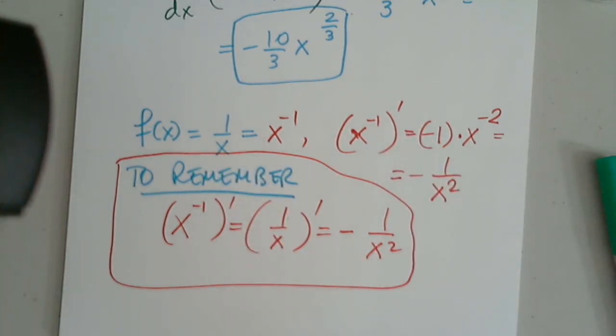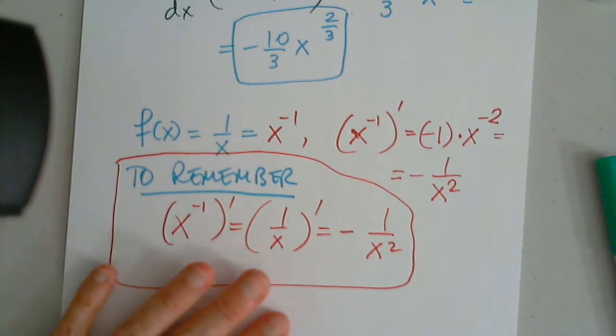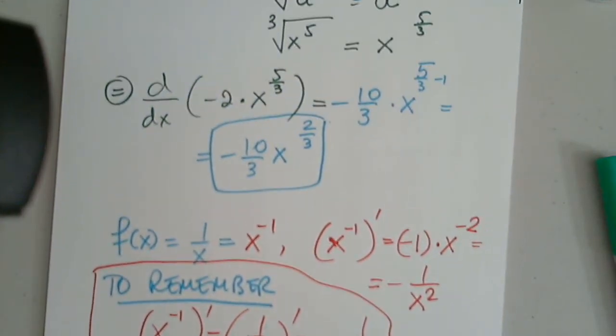Everyone, questions here? Yeah, I have a question. Go ahead. On the previous question that we just did, why are we subtracting 1 from the fraction when we did 5/3 minus 1?